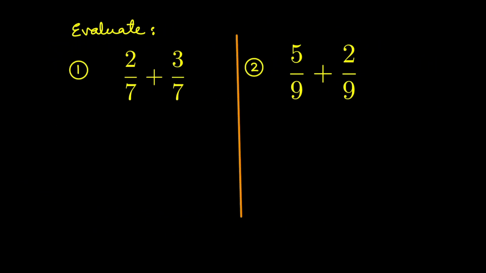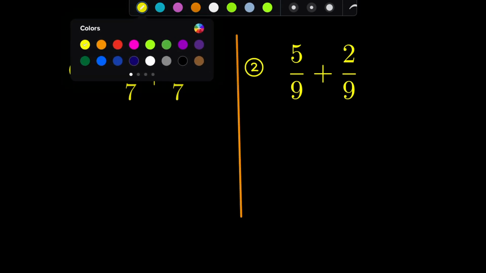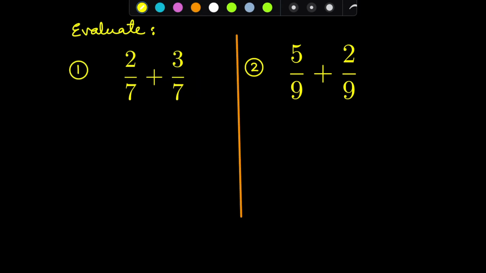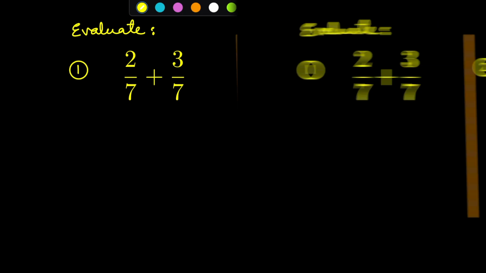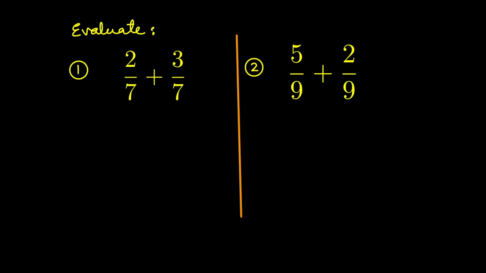Now starting with examples like 2 over 7 plus 3 over 7. Here we have like denominators. Just keep in mind that when we have the same denominators, the denominator will be written the same. First example we are taking has the same denominator. It is 7 and 7, the same denominator.